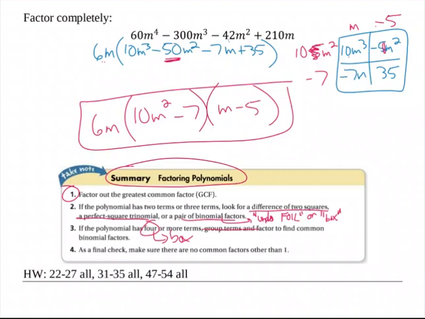Now, as a final check, make sure there are no common factors other than 1. So that's step 1 up here. If you took care of factoring out your greatest common factor, you're not going to have to worry about number 4. So that's it. That is the whole chapter, and we're using a box a lot in this chapter. So make sure that you understand it. But the chapter is done.